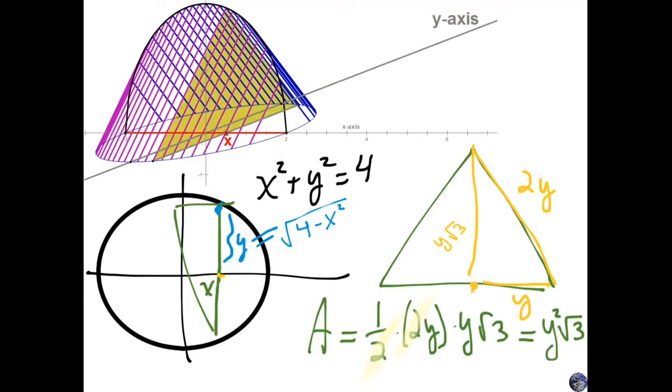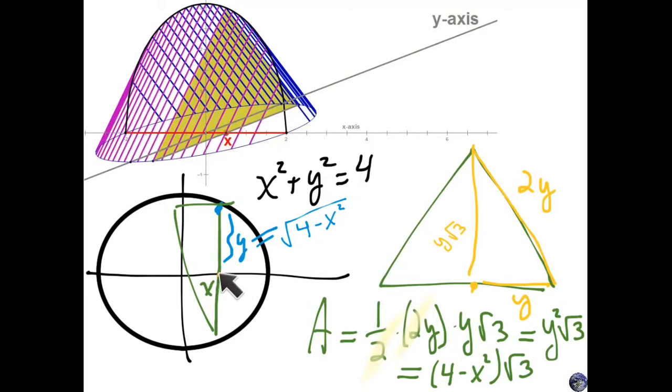Now, keep in mind, though, we're going to be chopping up the x-axis. So this all needs to be in terms of x. So we don't want to leave it as y squared root 3, but we know that y is actually equal to the square root of 4 minus x squared. I just rewrote this part right here. So rather than thinking of it as y squared root 3, well, y is just this. When you square it, the square root goes away. So it's just (4 minus x squared) root 3. So that's telling us the area of this triangle in terms of x.